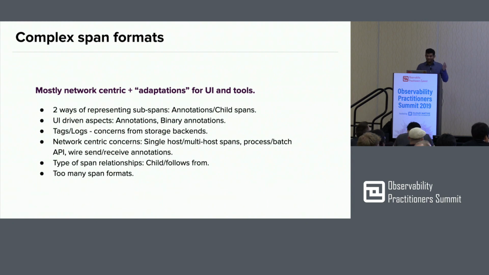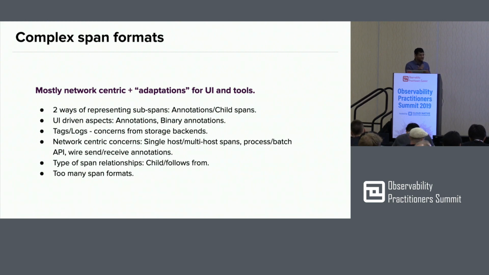If you look at a span format for Zipkin, Jaeger, any of these projects, one of the things you would see is, for example, a span which represents how much time something took, and then you have two ways to represent the sub time, right? One way is you can use your child spans to represent sub parts of that span. And you can also technically use annotations. And people do that, right? So there are two ways.